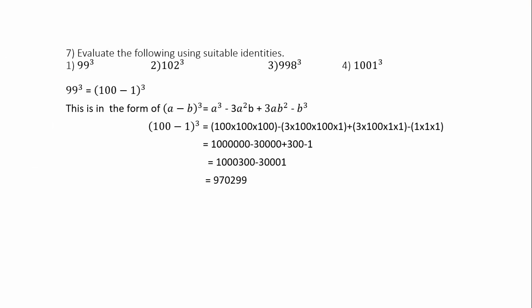Evaluate the following using suitable identities. You are given the four sums. I just explained to you the model for one sum. The remaining sums are to be done by you. The first one is 99 cube.